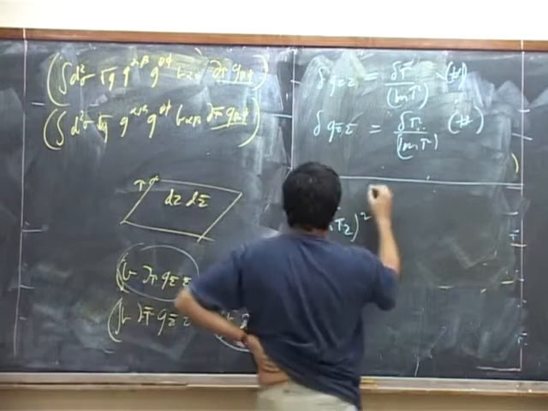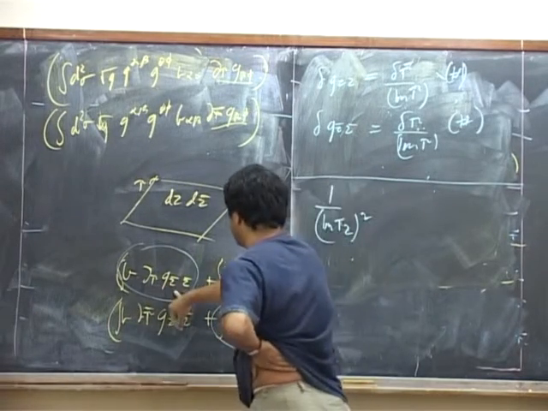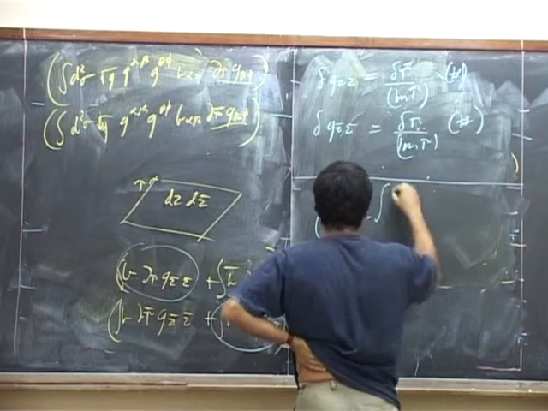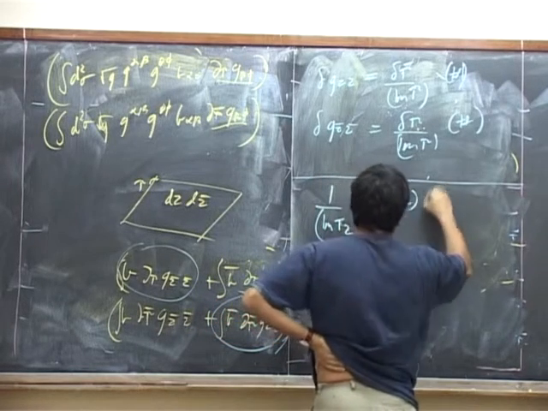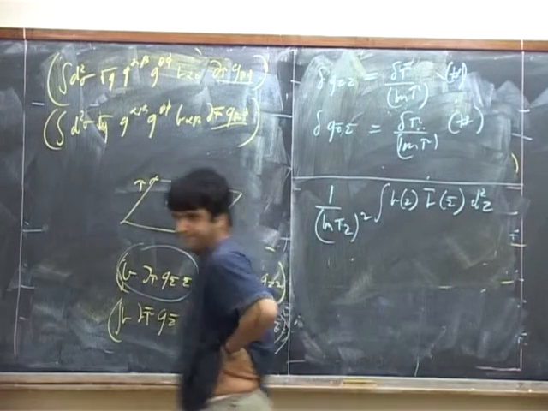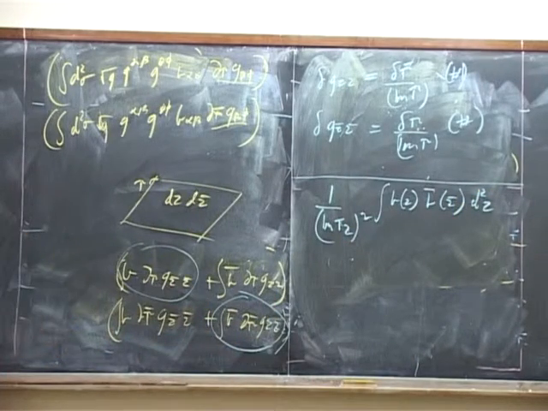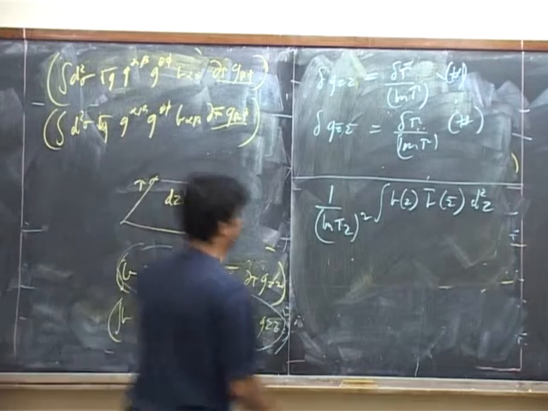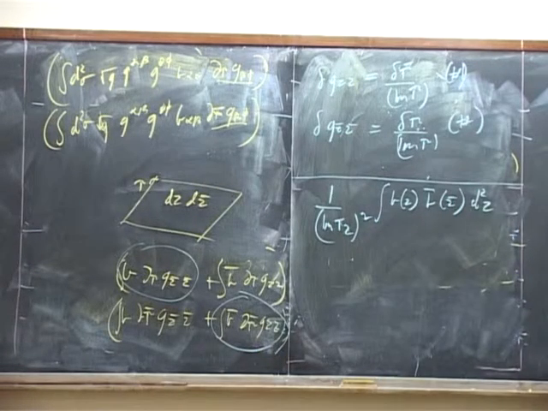Times, of course, an insertion of the integral of b of z times the integral of b bar of z bar. B bar. Is this clear?